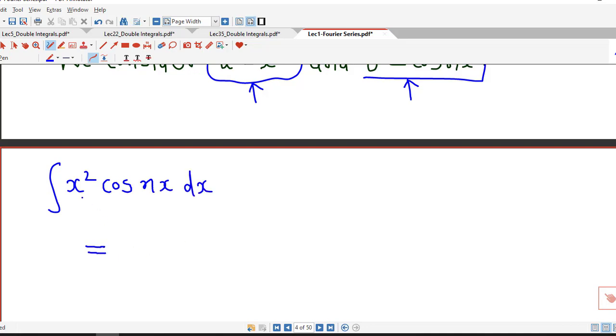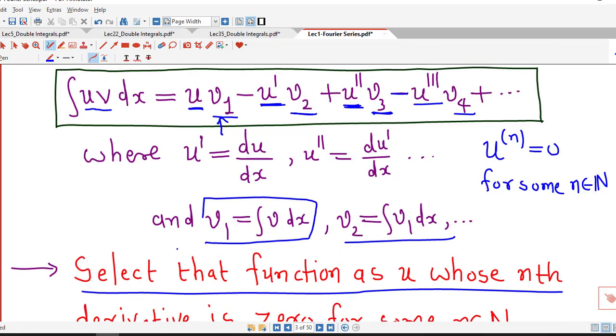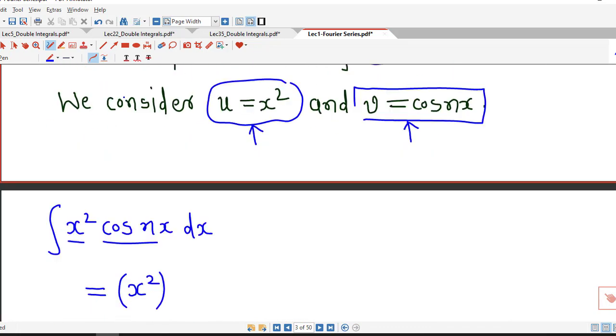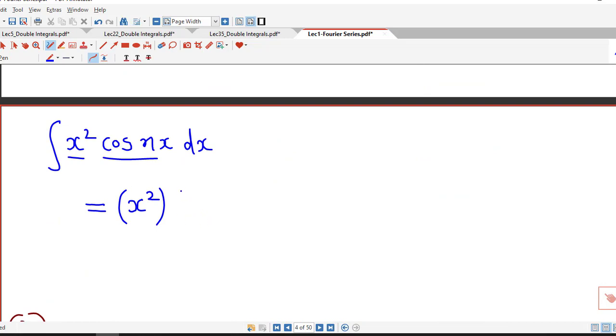So we consider u equal to x square, v equal to cos nx. So first term is u as it is. You can see in the formula, first term is u as it is, integral of function v, which is v1. Here v is cos nx and integral of cos nx is sin nx divided by n, minus. So this minus comes from the formula.